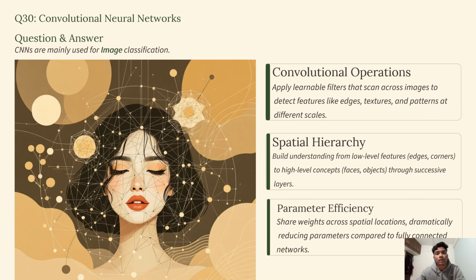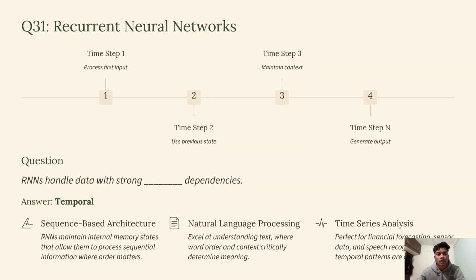Now, recurrent neural networks. Recurrent neural networks handle data that change with time, meaning they capture temporal dependencies. They are great for tasks like language understanding, speech recognition, and time series forecasting because they remember past information while processing new inputs.